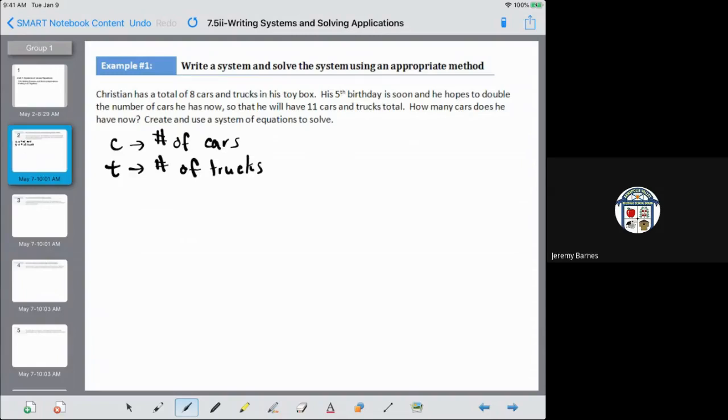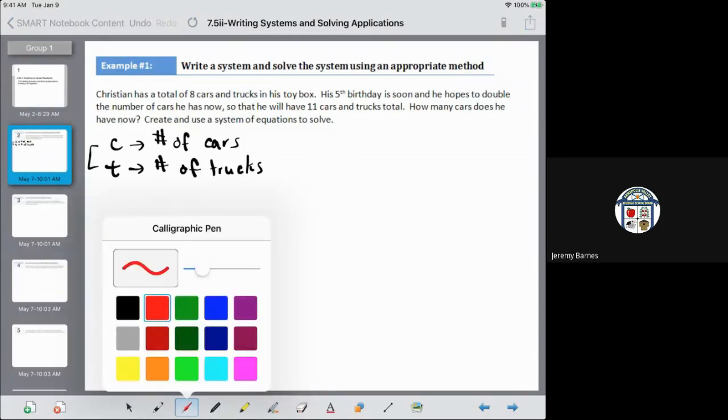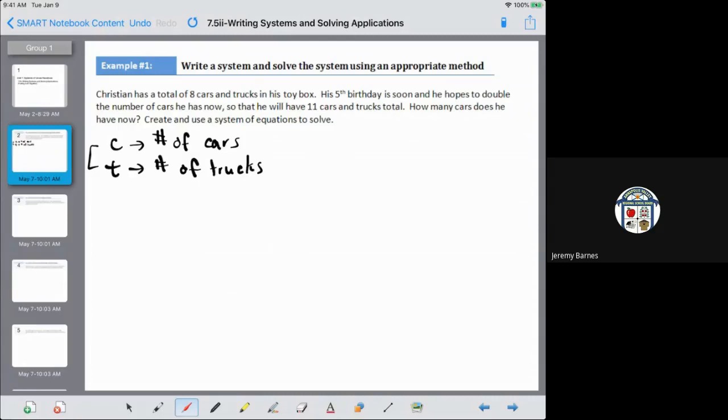And once you have established what your variables are, then you can start to create your system of equations. So let's look at the information we have. Right away it says Christian has a total of 8 cars and trucks in his toy box. So we know that C plus T is equal to 8.